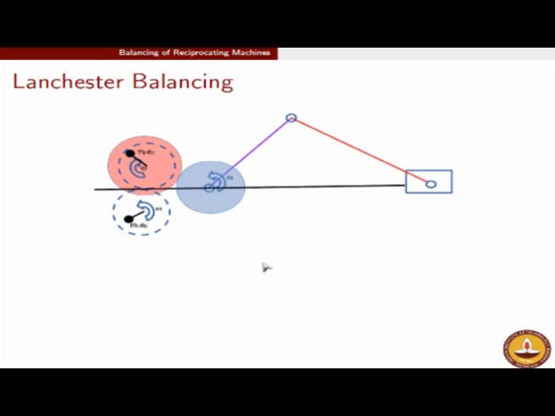Complete balance can be achieved through the Lanchester balancing technique, which is shown here in this diagram. The idea is very simple: instead of putting one counter mass you put two counter masses. So we have here two discs shown in dotted lines, both rotating at opposite speeds, and these counter masses are MP, EP. I am showing the Lanchester balancing only for primary, secondary is similar, so I am not showing it. So we are adding two unbalanced masses rotating in opposite directions. This unbalanced mass is going to create the unbalanced force in this direction. Similarly this rotation is going to create unbalance in this direction.